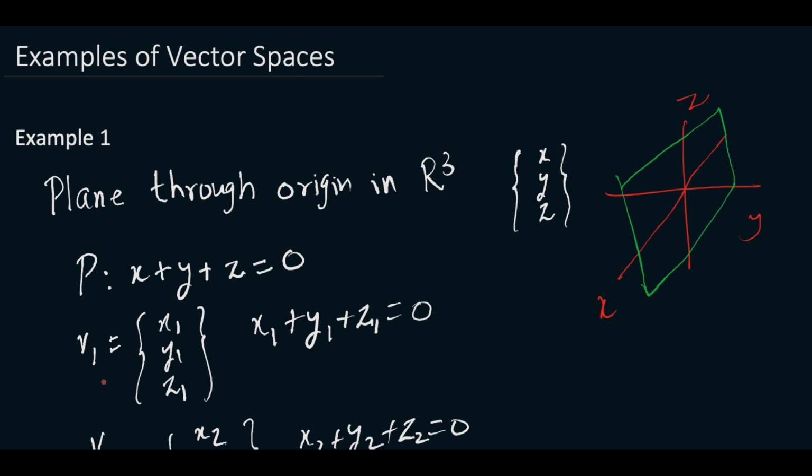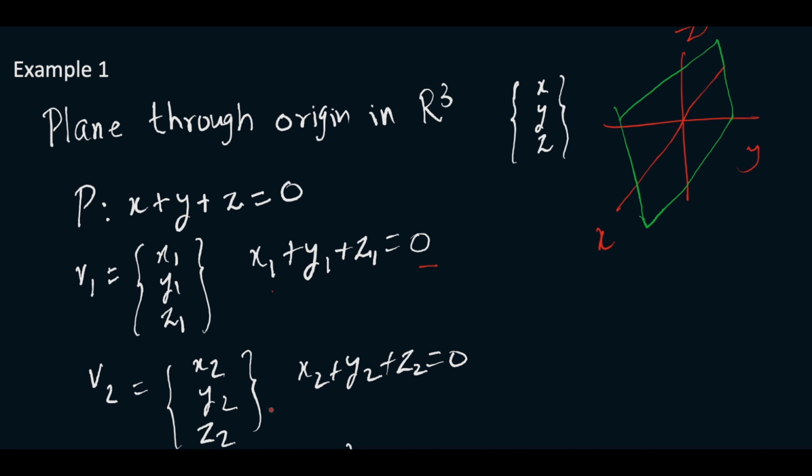Let us consider first vector (x1, y1, z1). If it has to lie in the vector space, then it has to satisfy the condition that x1 plus y1 plus z1 is equal to 0. Now let us take another vector v2. Our vector v2 is (x2, y2, z2), and it is also in the same plane. So x2 plus y2 plus z2 is equal to 0. Now if the linear combination of these two vectors is in the same plane, then we can say that the plane through the origin in R3 will be a vector space.